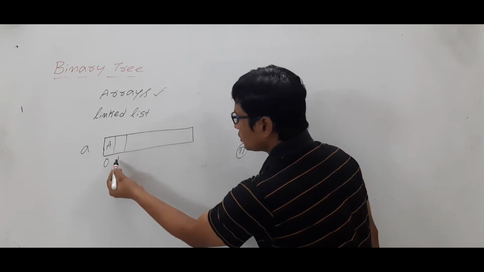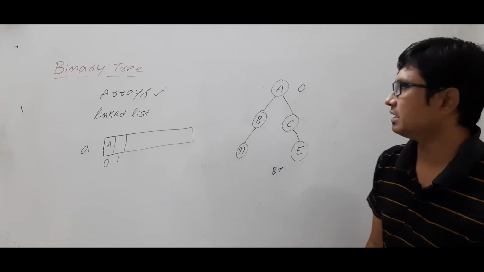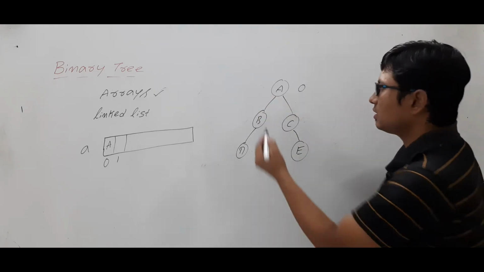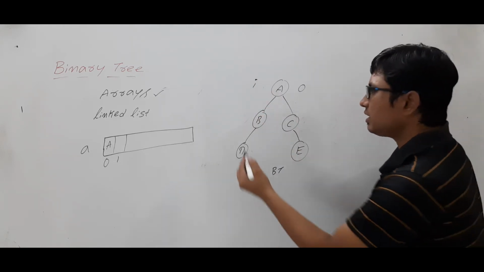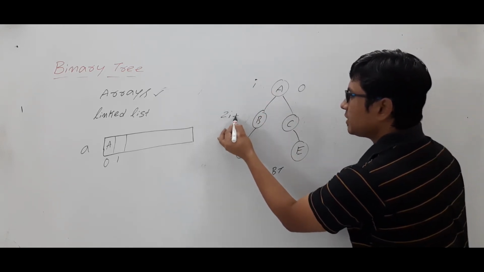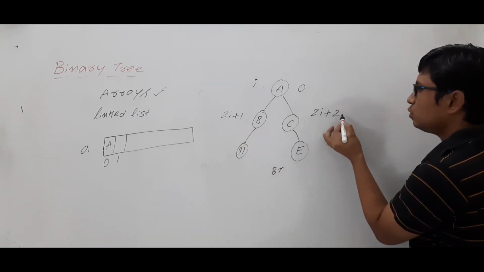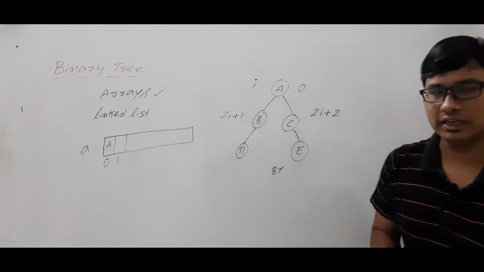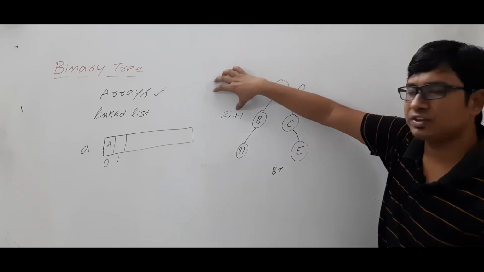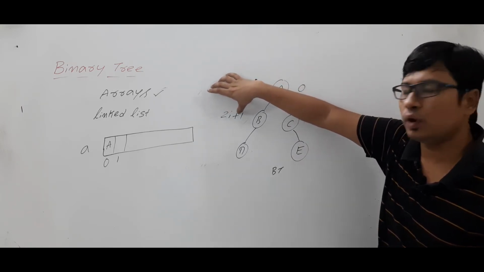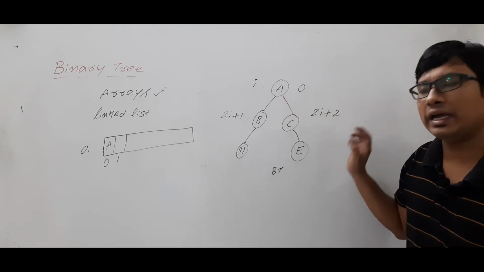Now the next node will be at index 1. Now which node will be at index 1? Let's say the parent node is at index i, the left child will be at index 2i plus 1, and the right child will be at index 2i plus 2. Let me repeat: if the parent node is at index i, the left child will be at index 2i plus 1, and the right child will be at index 2i plus 2.